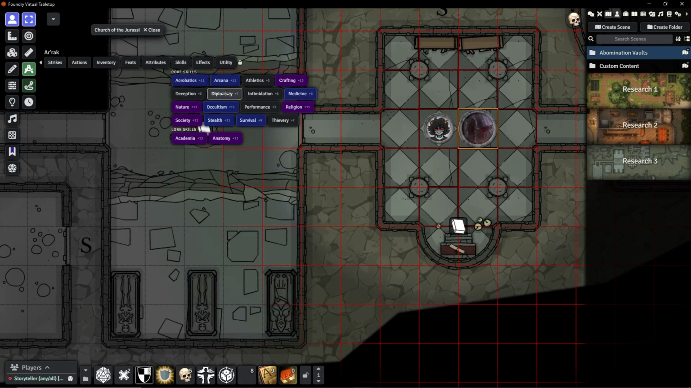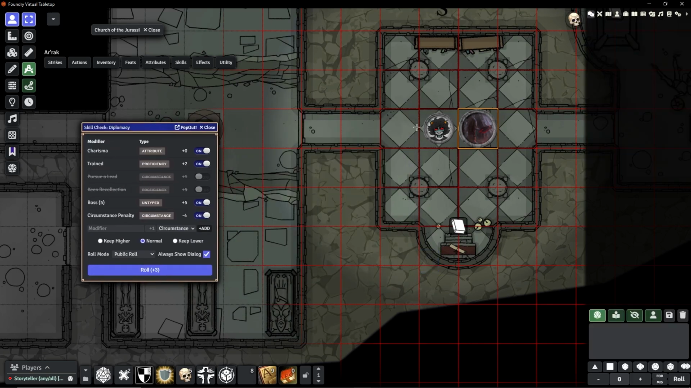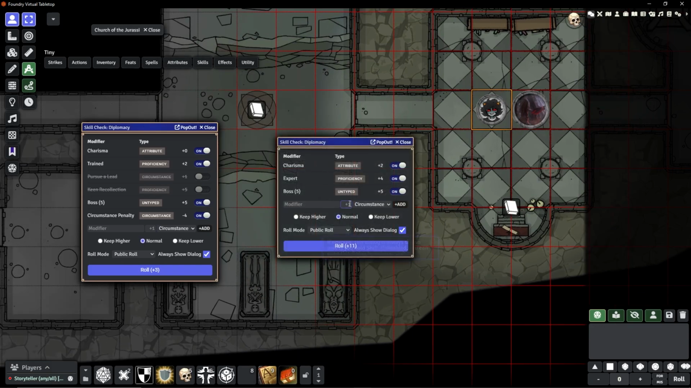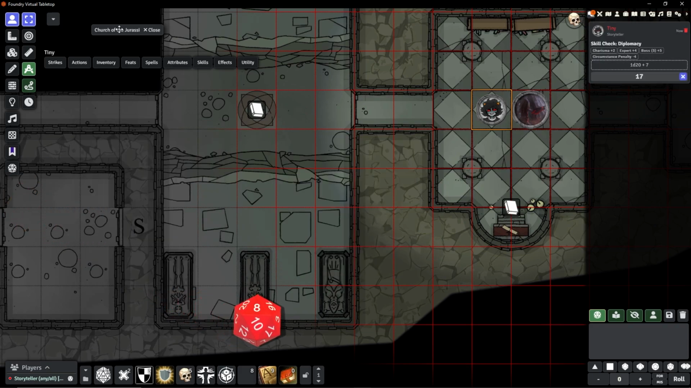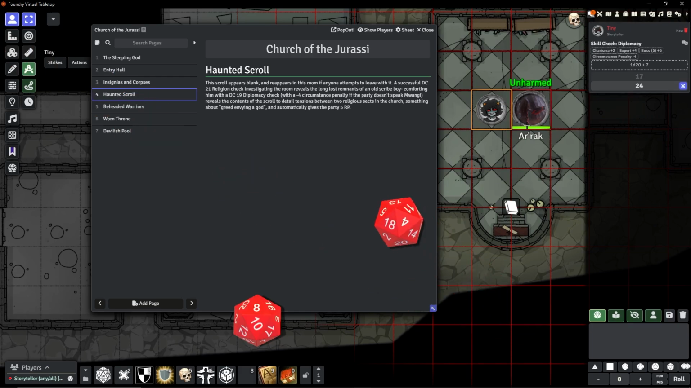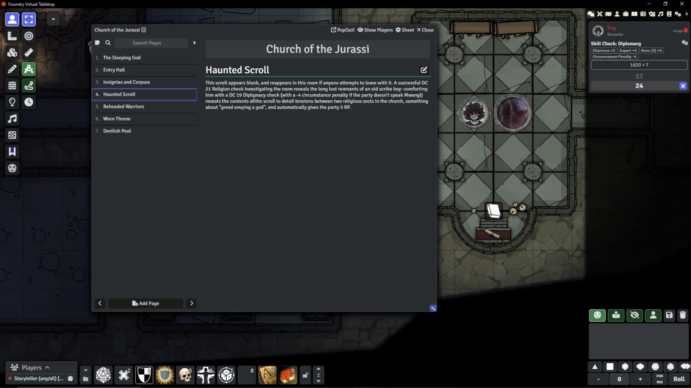Diplomacy. DC 19 with a -4 would be a 3. I think Tiny is going to be the one that has to do this. That is a 17. Tiny is going to hero point that into a 24 and succeed. Tiny will comfort the boy, and the scroll becomes legible.